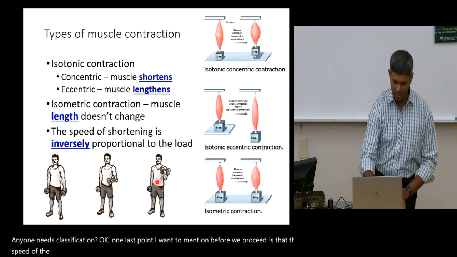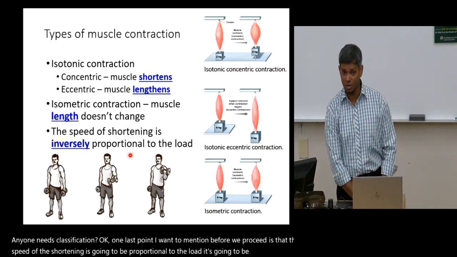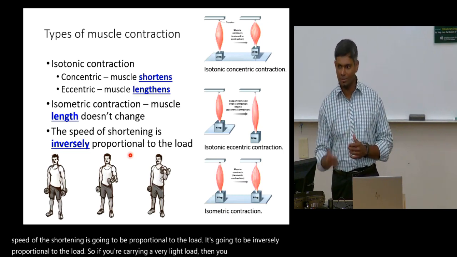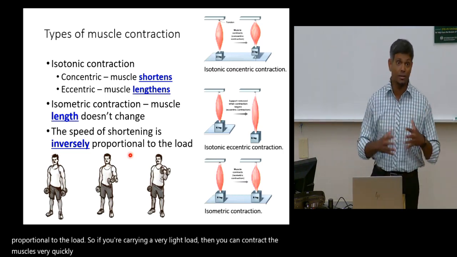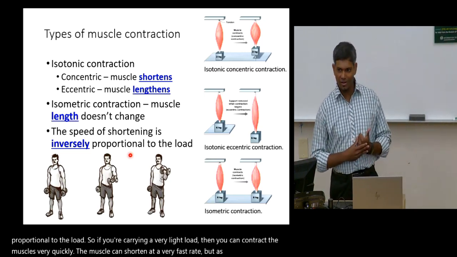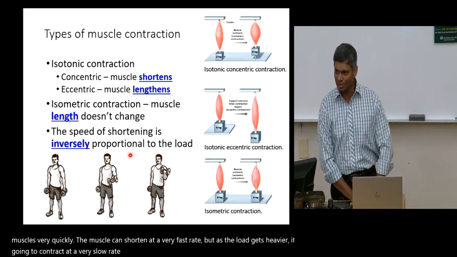Okay. One last point I want to mention before we proceed is that the speed of the shortening is going to be inversely proportional to the load. So if you're carrying a very light load, then you can contract the muscles very quickly. The muscle can shorten at a very fast rate, but as the load gets heavier, it's going to contract at a very slow rate and shortens at a slow rate.